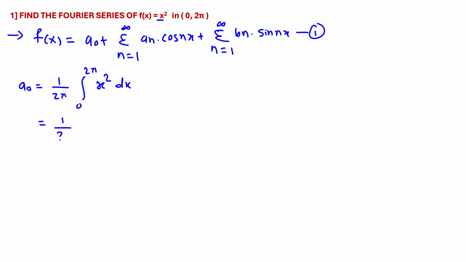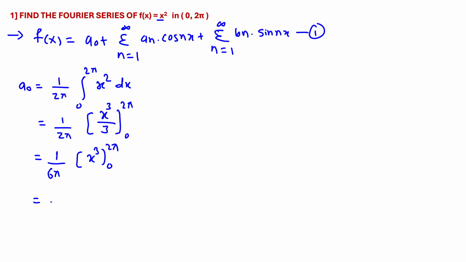So a0 = 1/(2π). What is the integration of x²? You just add 1 to the power, so 2 plus 1 will be 3. So x³/3 in square brackets, and on the right-hand side you put the limits 0 to 2π. 1/3 is a constant here, so I am taking it outside the bracket. Outside we already have 2π, so it will become 6π. Inside you will get only x³, and the limits we have are 0 to 2π.